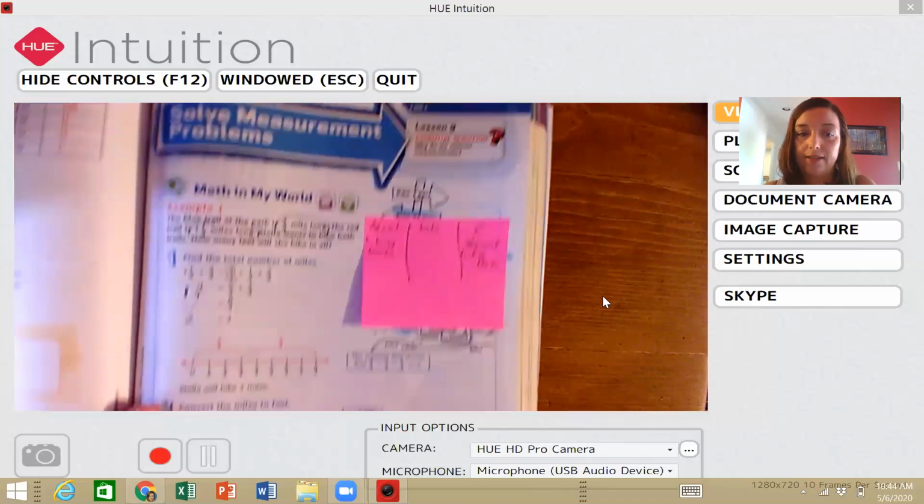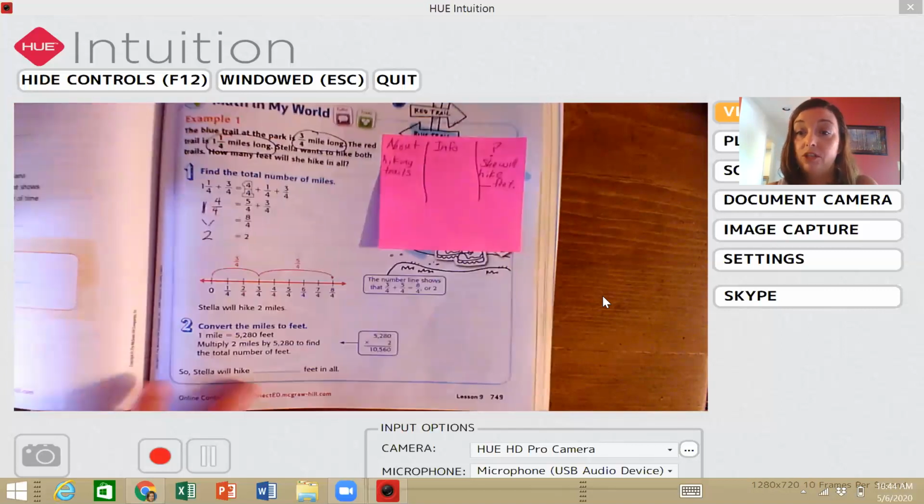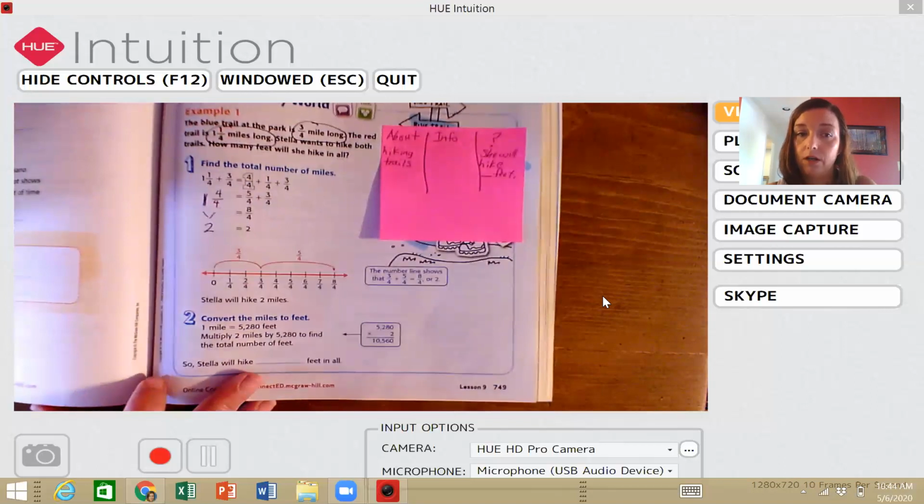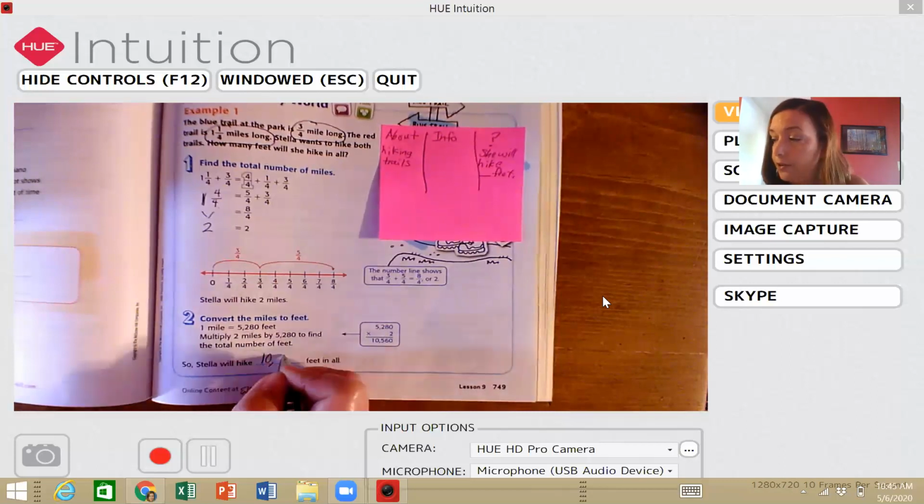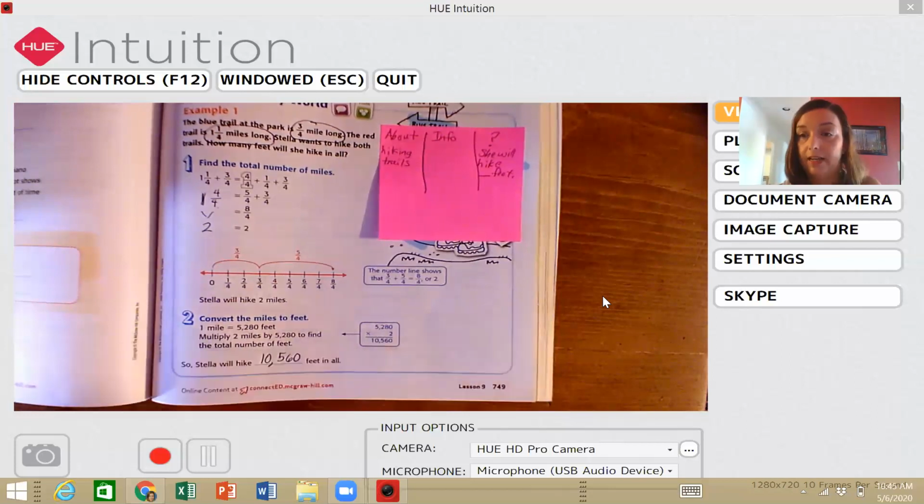But the question is asking us how many feet she walked. So we're going to have to convert 2 miles into feet. So what we know is that 1 mile is 5,280 feet. So we're going to multiply 2 miles by 5,280 feet. So 5,280 times 2 is 10,560. So Stella will hike 10,560 feet in all, okay? All right, so that was example 1.